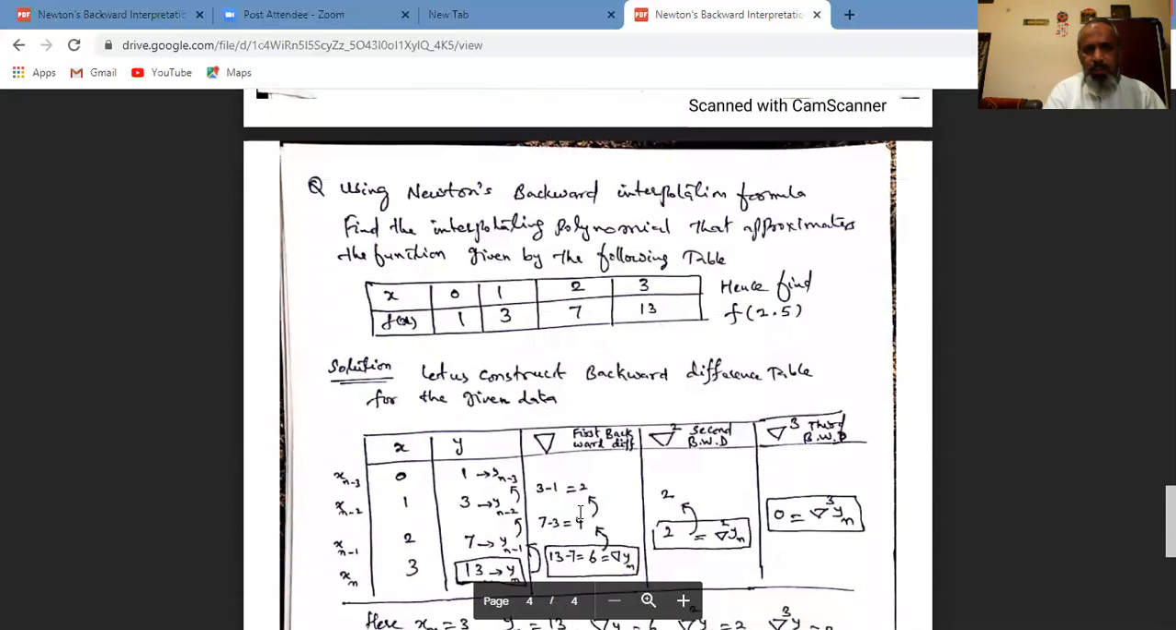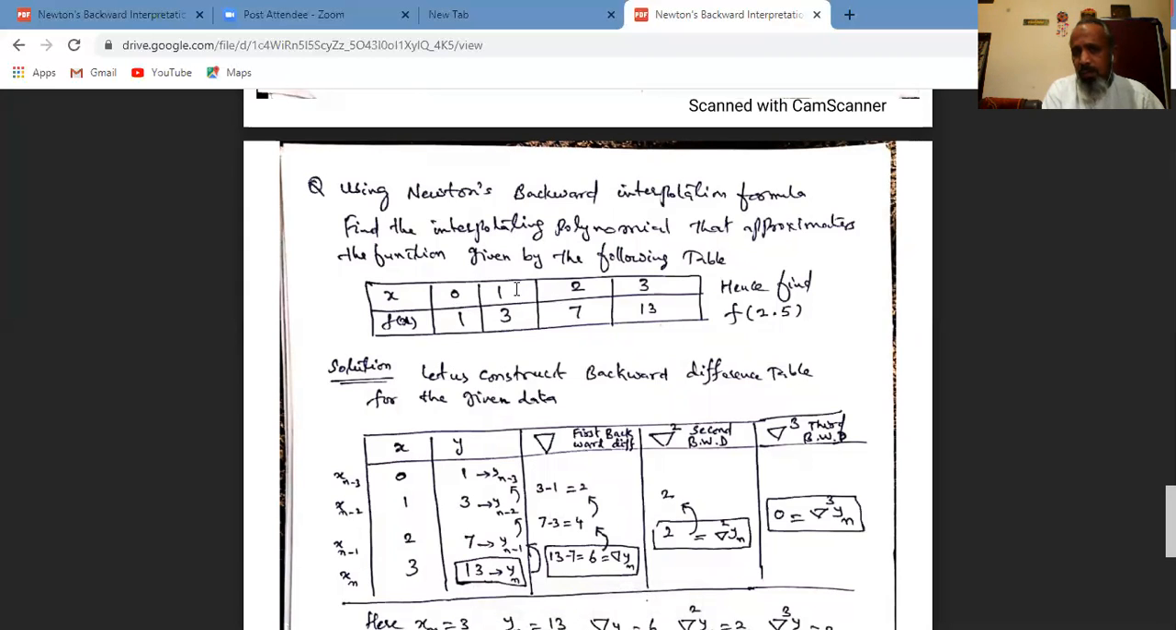Now, this is the problem. Using Newton's backward interpolation formula, find the interpolation polynomial that approximates the function given by the following table. The tabular values are x is equal to 0, 1, 2, 3, and the corresponding values of y are f of x is equal to 1, 3, 7, 13. Hence, find the value of f of 2.5, that is, at x is equal to 2.5, what will be the value of y?